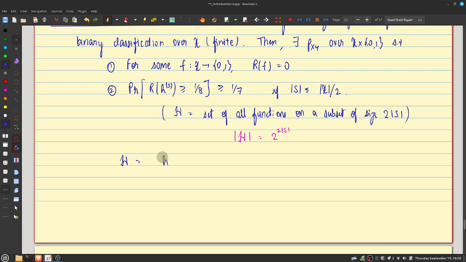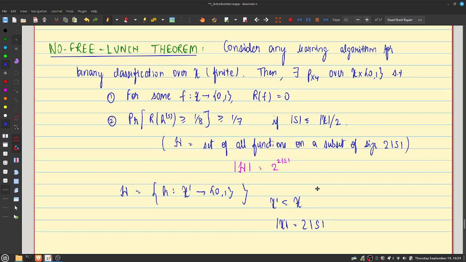So my h is the set of all functions h from some x prime to 0 comma 1, where x prime is some subset of x and the size of x prime is 2 times the size of s. Okay. So for instance, if my x is infinite, it could be infinite, doesn't matter, but even if I restrict myself to a smaller hypothesis class, or a smaller concept class, where the concept class has exactly these many functions, then it's not learnable.